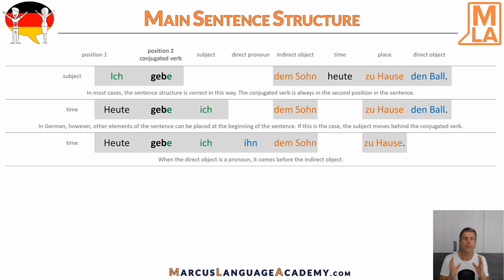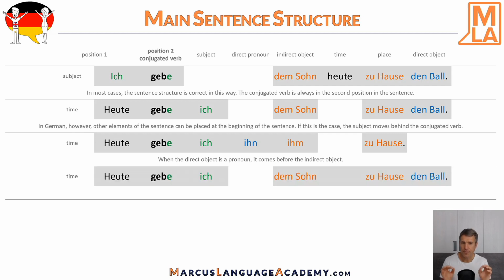And even if we use a pronoun for the indirect object. Heute gebe ich ihn ihm zu Hause. Literally, today give I it him at home.